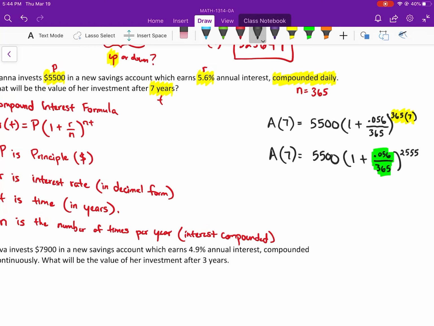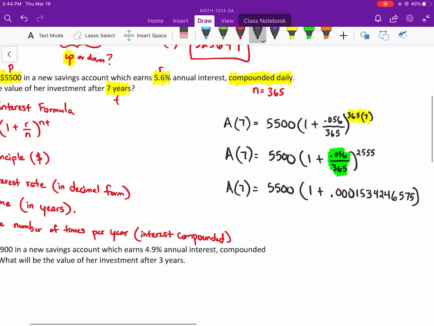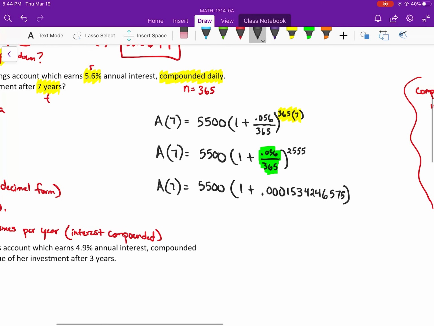Alright, let's see. The amount after 7 years equals 5,500 times 1 plus 0.000153424 6575, taken to the power of 2,555. Okay. Alright, next step.